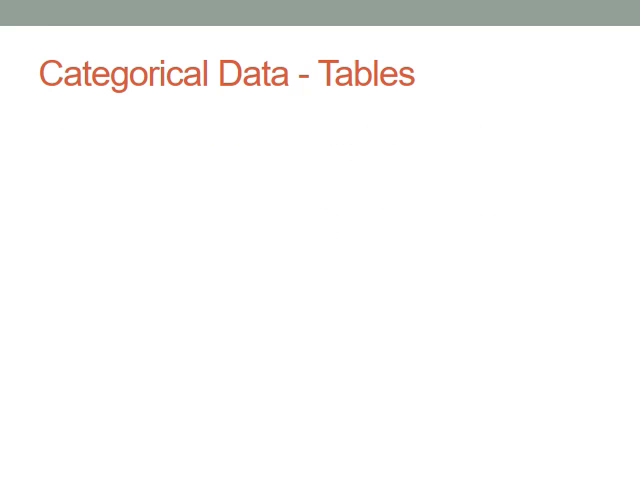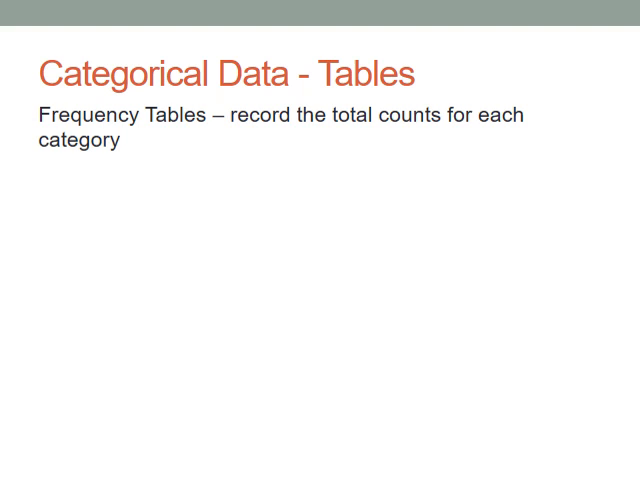Let's begin by talking about categorical data. Keep in mind that the tables and graphs that we create for each data type might be slightly different. For categorical data, it makes sense to organize the data into what's called frequency tables. They record the total counts, also known as frequencies, for each category. Let's take a look at an example.